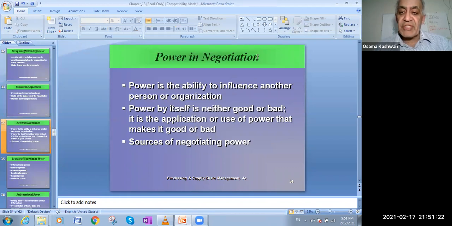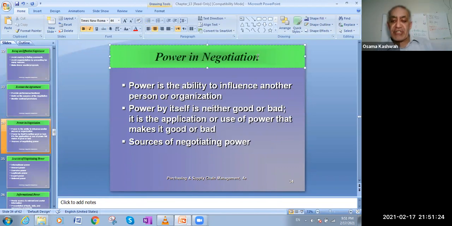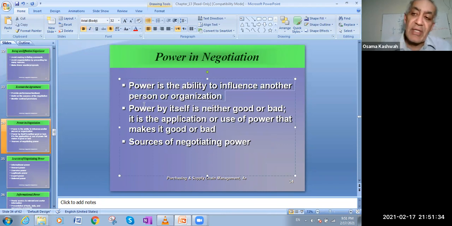and we'll check out what we mean by power in negotiation. What is the power in negotiation actually? Power is the ability to influence another person or organization. You have how you will affect, influence, and convince them with your own ideas. Power by itself is neither good nor bad. It is the application or use of power that makes it good or bad.